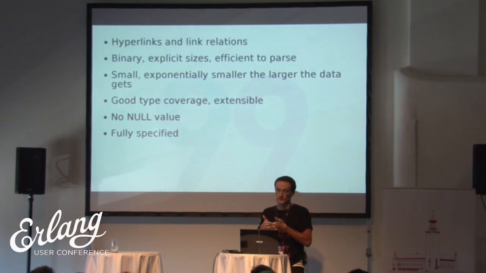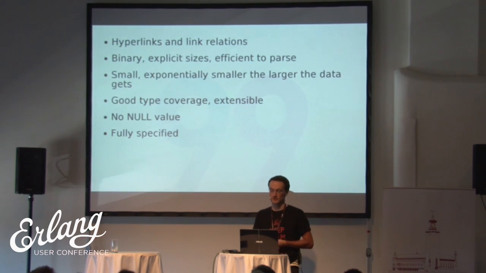The data, once it's encoded, is very, very small, and I will explain why. And it's even more useful for streams, but we will see. It has, I think, a good type coverage, but that is not for me to say. I don't want a null value. For example, message pack has a null value. I don't think that's a good idea. If you have a null, you simply don't send anything. And hopefully, it will be fully specified.